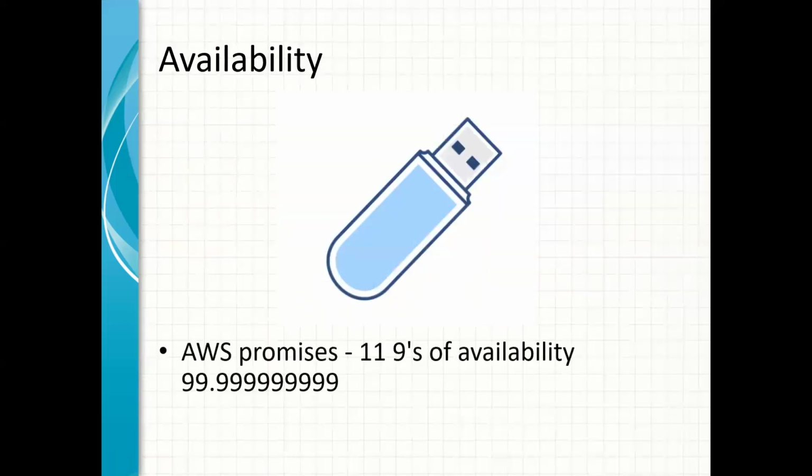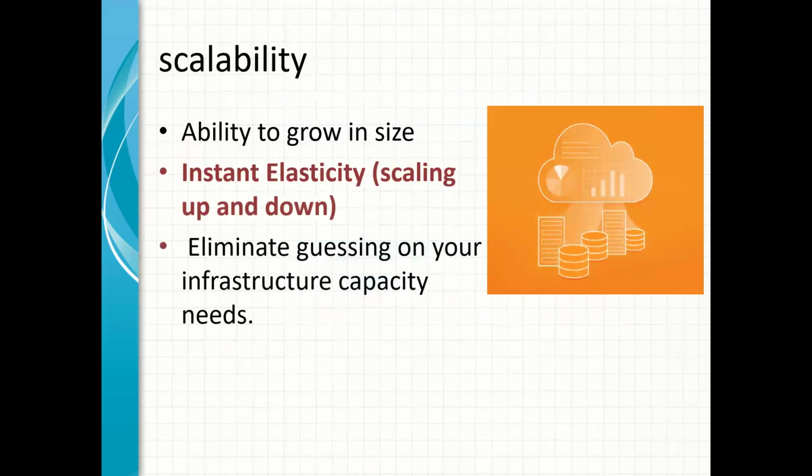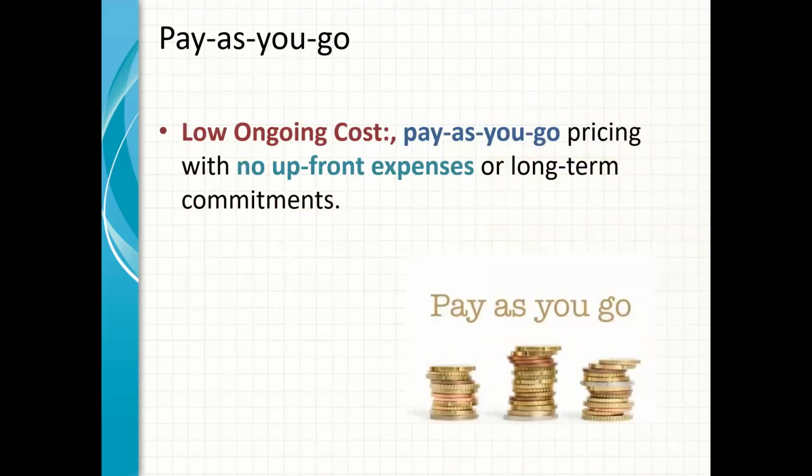Hope you understood what availability is. Your data is available at any point of time just by having an internet connection. That's why AWS promises 11 nines of availability. 11 nines is nothing but 100% availability. Scalability means the ability to grow in size. You don't need to guess or think about your infrastructure capacity. Why? Because the cloud provides you infinite storage. And one more thing, the pay as you go model.